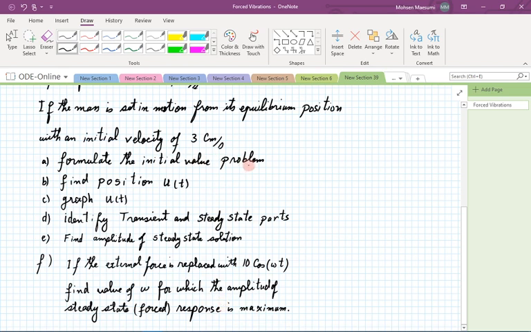Formulate the initial value problem, which means the modeling, the phase 1 of the modeling: just convert the statement above to a mathematical equation. Next level up is, of course, to find the solution of that. Next level up is to find out some details about that solution. A huge peak, so to speak, for this problem is to do the resonance problem, finding the optimal frequency.